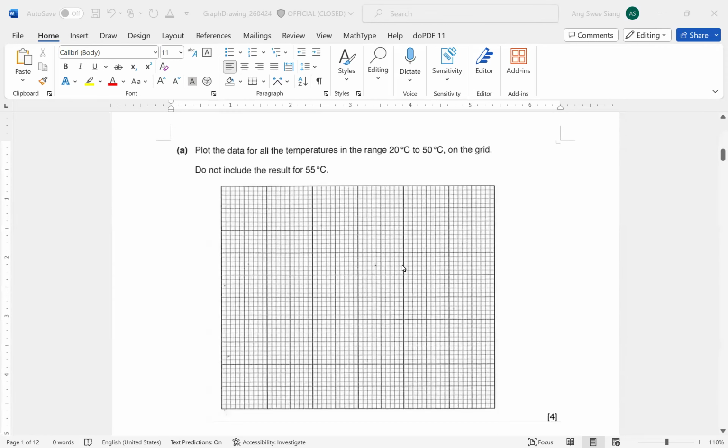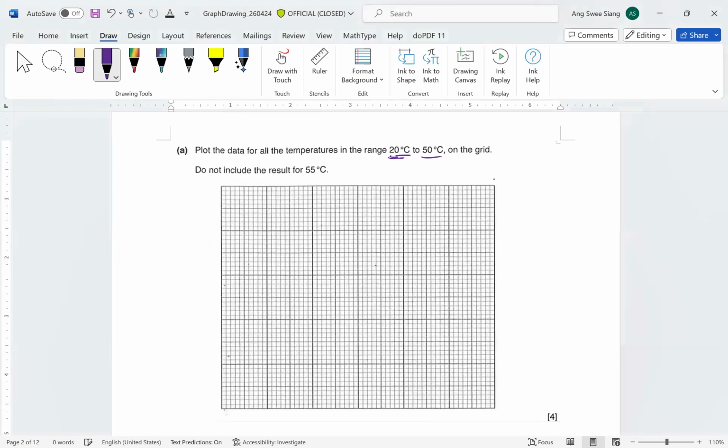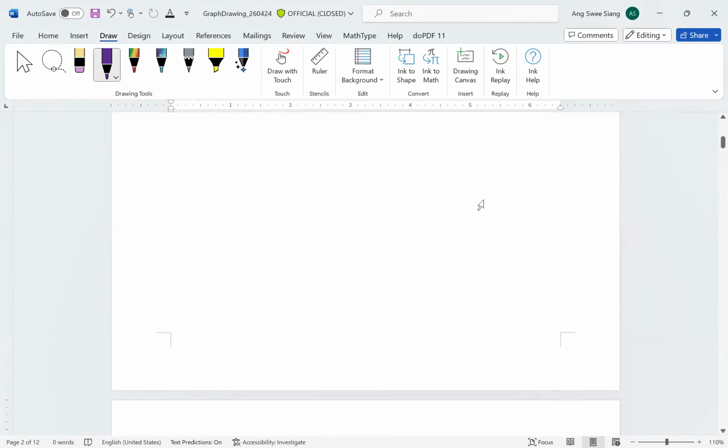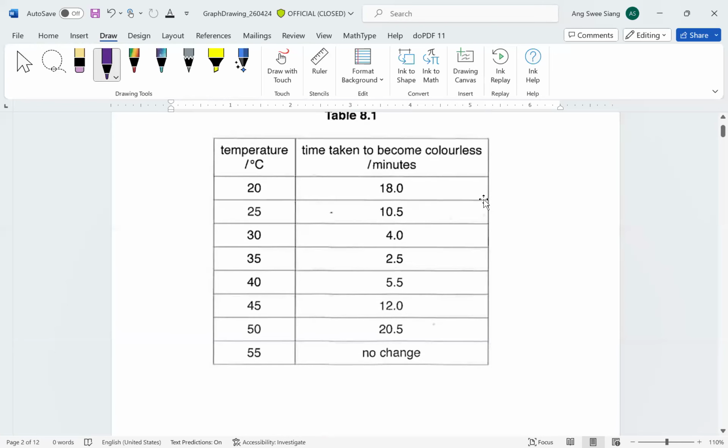So plot the data for all the temperatures in the range 20 degrees Celsius to 50 degrees Celsius on the grid. Do not include the results for 55 degrees Celsius. Make sure you all read the question first. So let's take a look at the table. In this case, we are not going to plot this according to the question. Do not include in the graph.